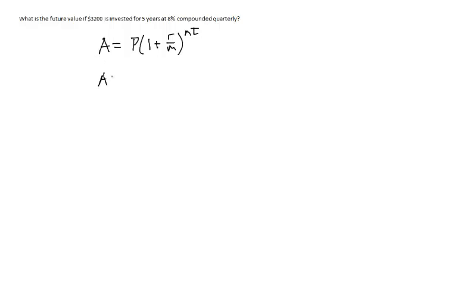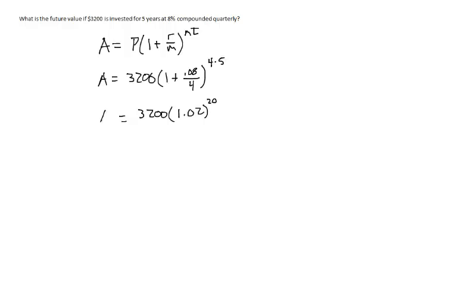So A is equal to our principal amount, which was $3,200, times 1 plus our rate divided by our compound. And our rate is 0.08 for 8%, divided by 4, because we're compounded quarterly, so our M is equal to 4. And we invested it for 5 years, so we have 4 times 5. So now let's simplify all this. We have 3,200, and 0.08 divided by 4 is 0.02, so we have 1.02, and 4 times 5 is 20.